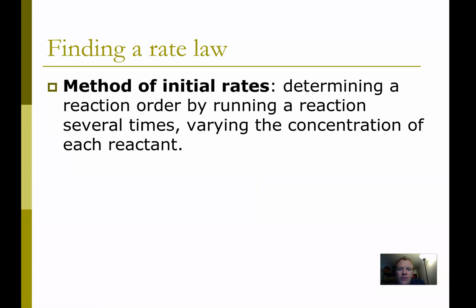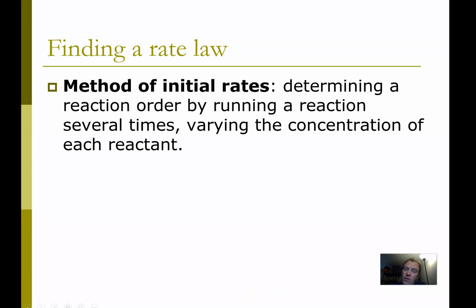There's a thing that we're going to talk about called the method of initial rates, and it's a way of figuring out reaction orders experimentally. Reaction orders can only be figured out by experiment or by being presented with some kind of data. You cannot look at an overall chemical equation and tell what the rate law is going to be.